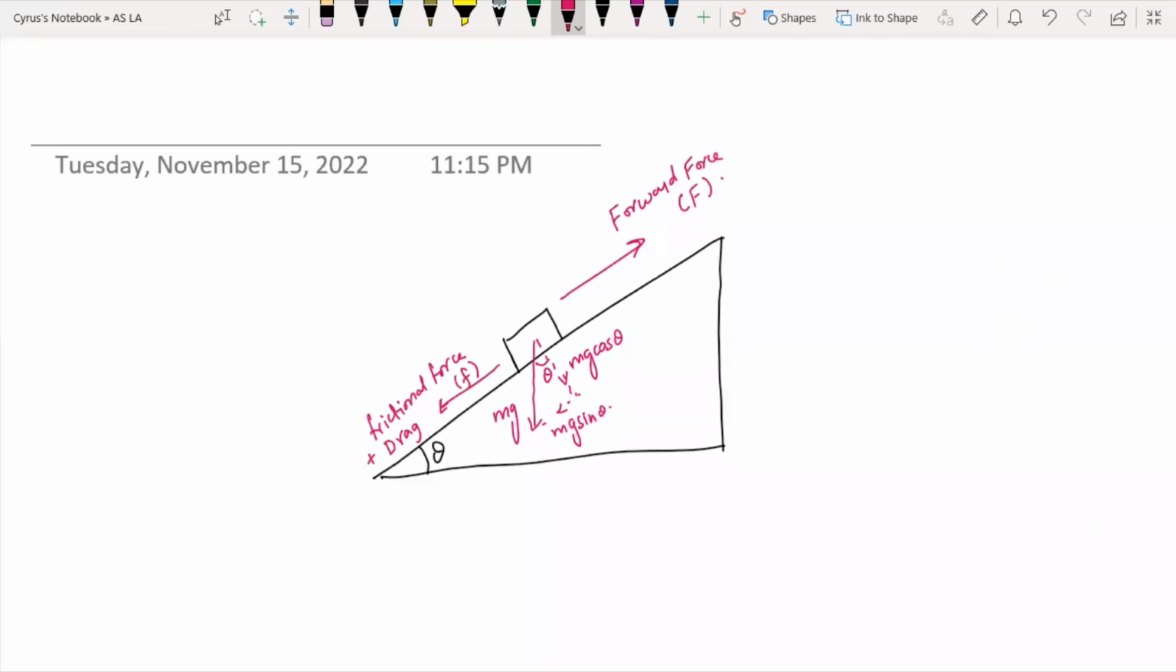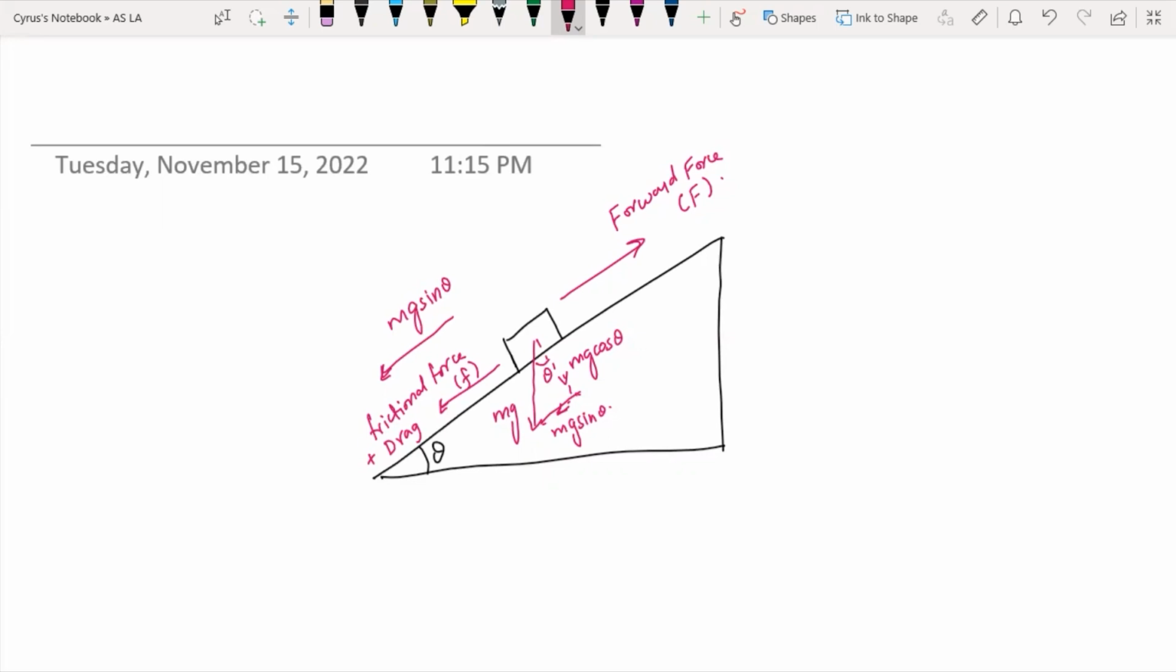The force acting on this side, due to the component of the weight, what is that? That is mg sin theta. Because mg sin theta is acting here, mg sin theta will also act here. Yes, it's parallel to the slope. It is parallel to the slope.